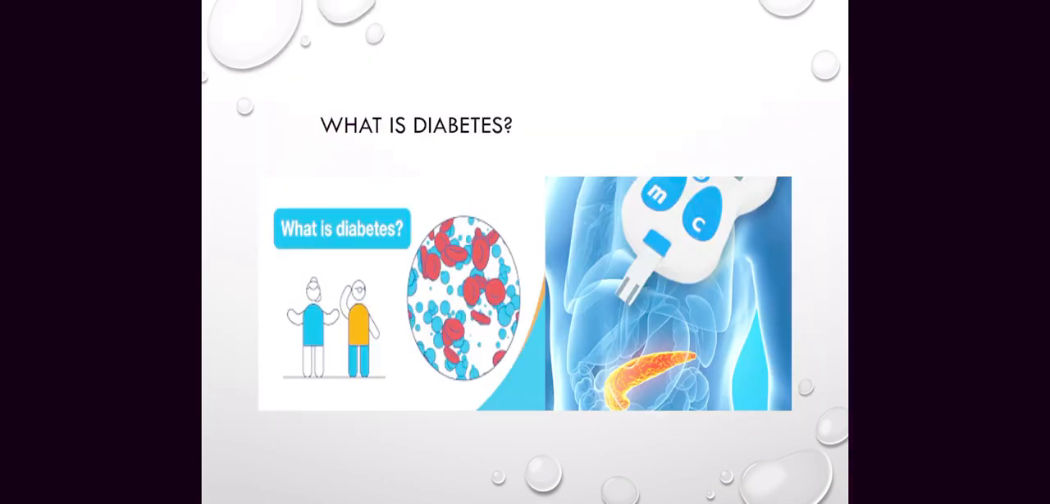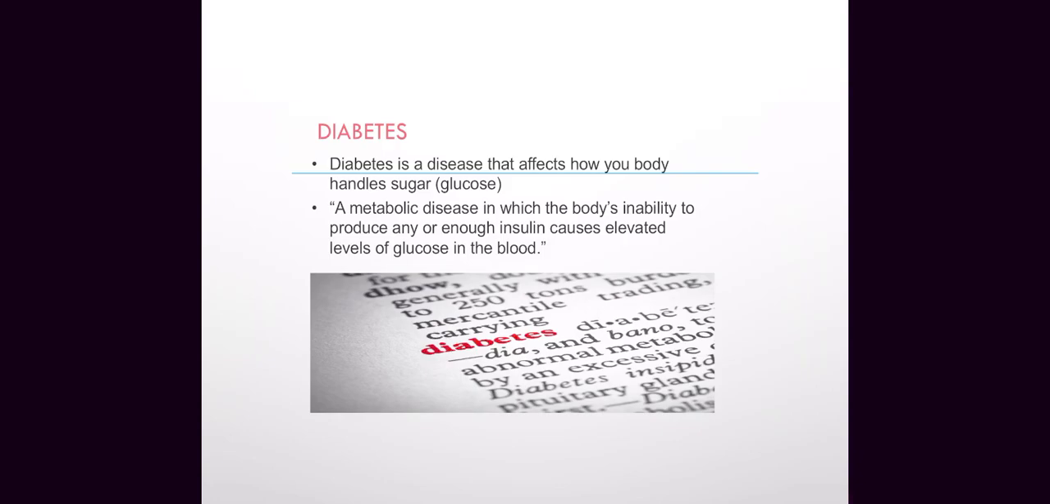So starting, what is diabetes then? Diabetes is a disease that affects how your body handles sugar, glucose. It is a chronic long-standing health condition that affects how your body turns food into energy. Most of the food we eat is generally broken down into sugar, also called glucose, and released into the bloodstream.